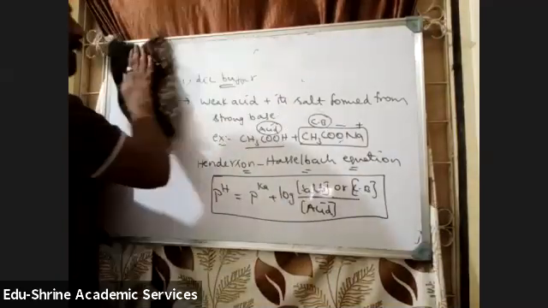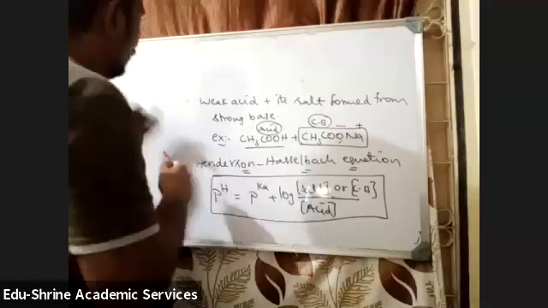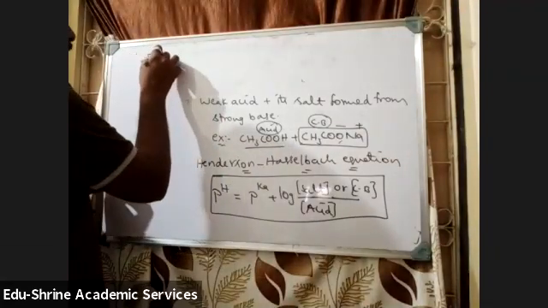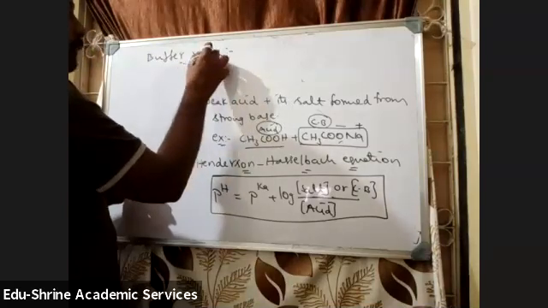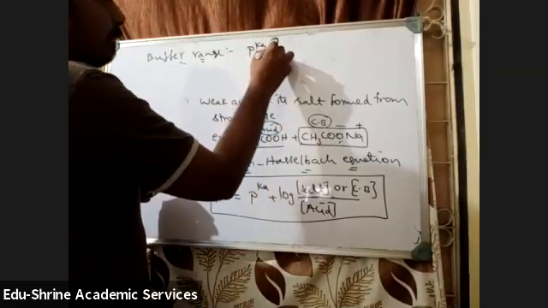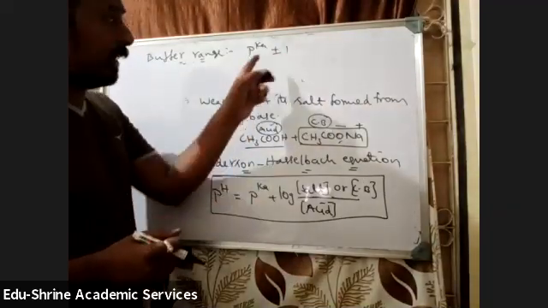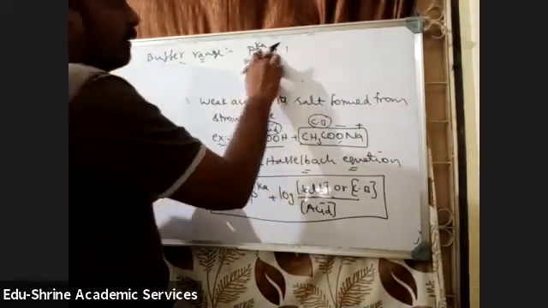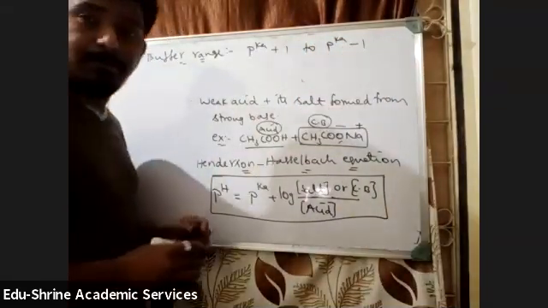Now, what is the buffer range? The working range of a buffer, we call it buffer range. That means in which pH range the buffer will work. So buffer range will always be pKa plus 1 to pKa minus 1, that is, pKa plus or minus 1. This will be the buffer range.